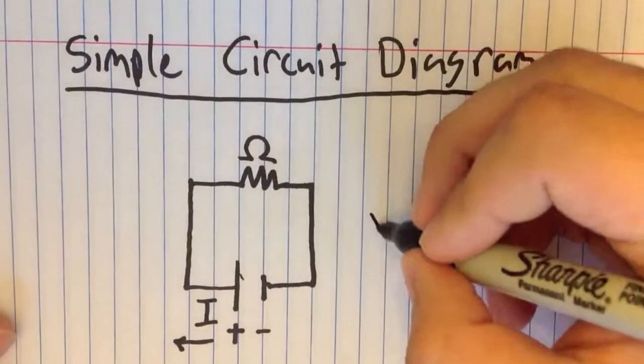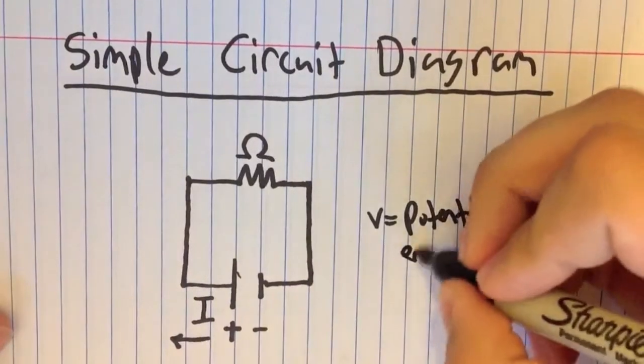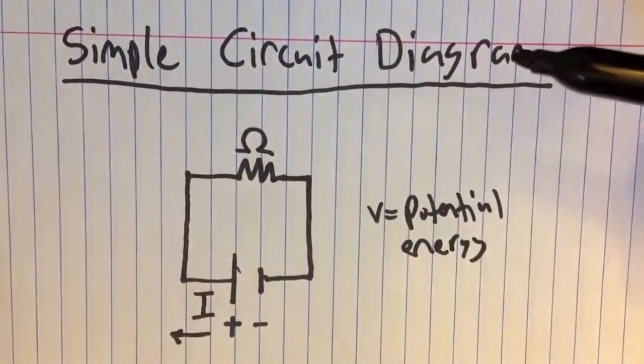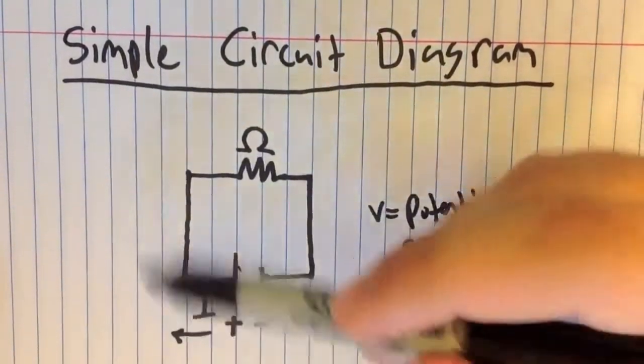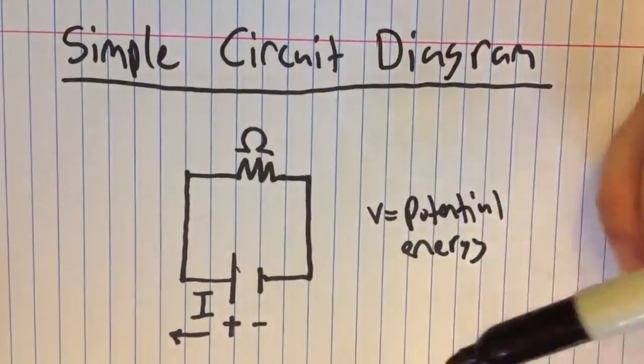And there's also voltage, which is the potential energy. And as we can see from the equation, this potential energy is actually slowed down by the resistance, which gives us I in our equation.